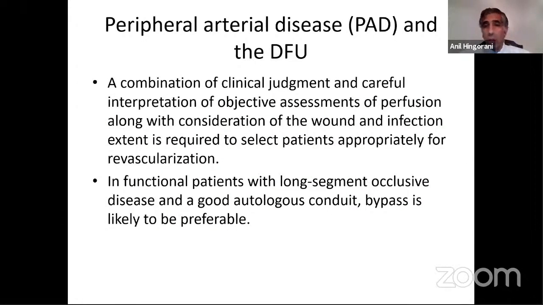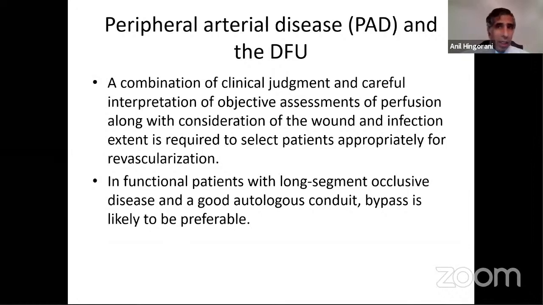So which ones should you use? Well, we suggested that clinical judgment and careful interpretation can help guide consideration for wound and infection, and help determine whether endo or open procedures are needed. In a functional patient, again going back to what Dr. Mills had said, with long segment occlusive disease and a good autologous conduit, bypass seems to be preferable.